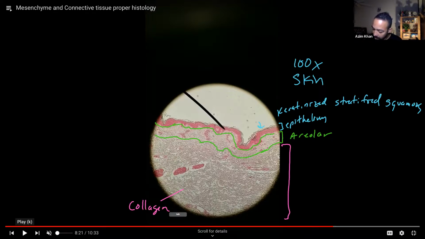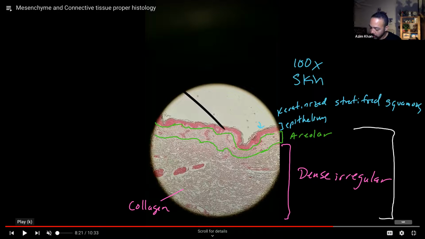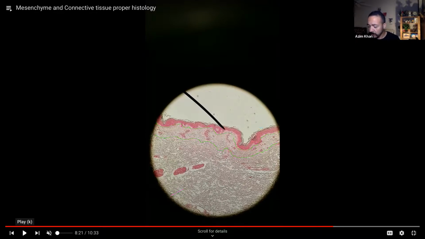And then deep to that, you can see all kinds of collagen fibers going every which way. This is dense irregular. If you're curious, we've been using the word dermis. Dermis is these two layers combined, areolar and dense irregular. But we'll get to that later. Dense irregular connective tissue, one place you can find it is in this part of the skin. Let's go closer so we can see it better.